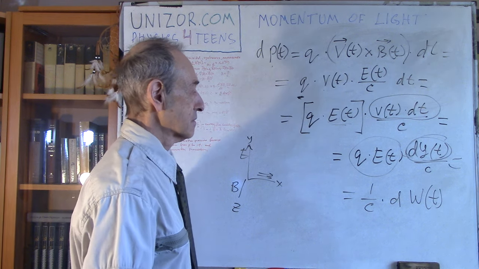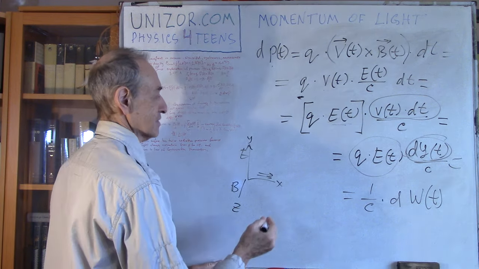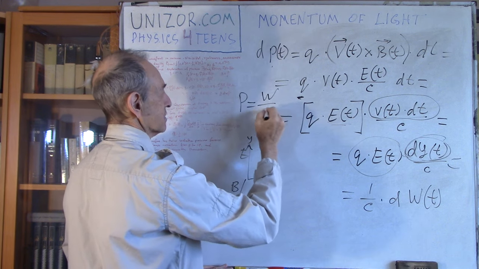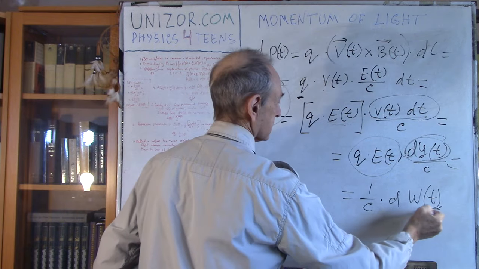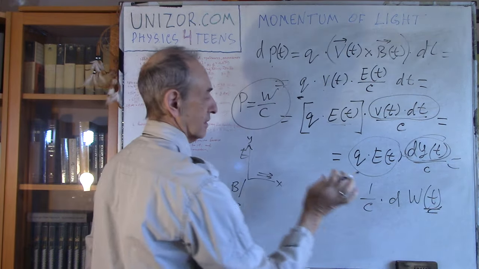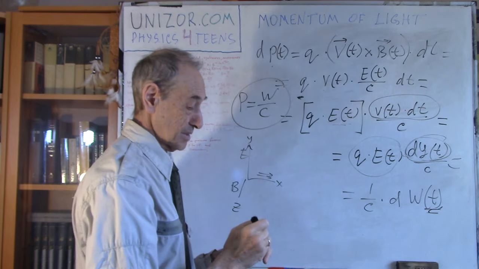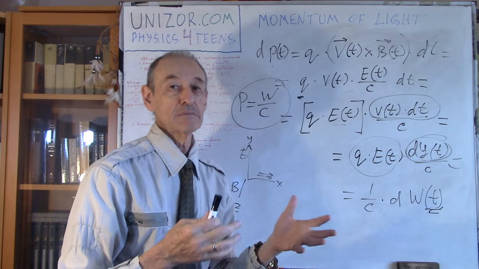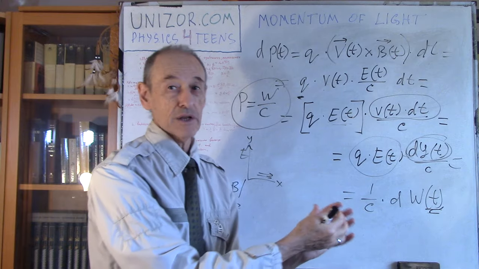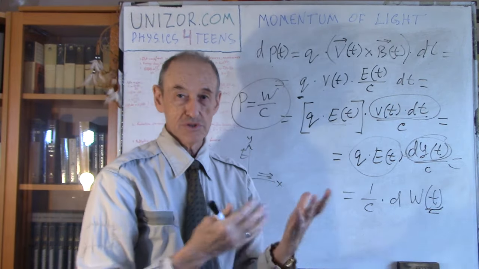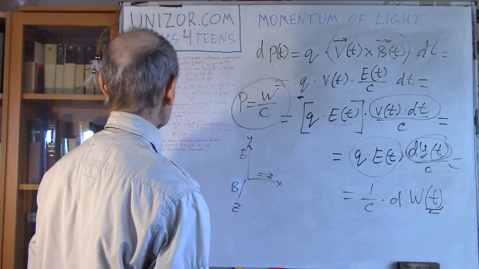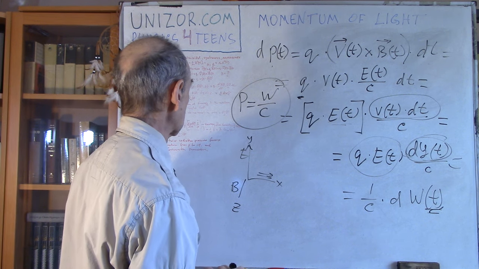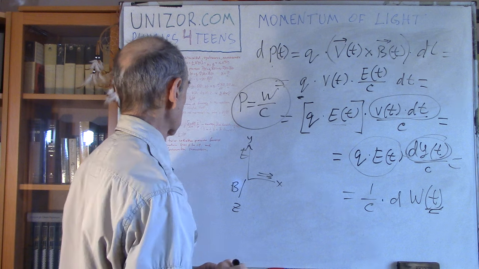Sometimes this formula is written shorter. So instead of differential, sometimes people use something like this, without writing that this is a function of t, using only increments. But that's basically the same thing, because you can always integrate this and this, and you will have a certain amount of energy which is concentrated in the volume, and therefore a certain amount of momentum which is concentrated in the same volume. So that's very important, and that's the ultimate thing which I wanted to talk about.